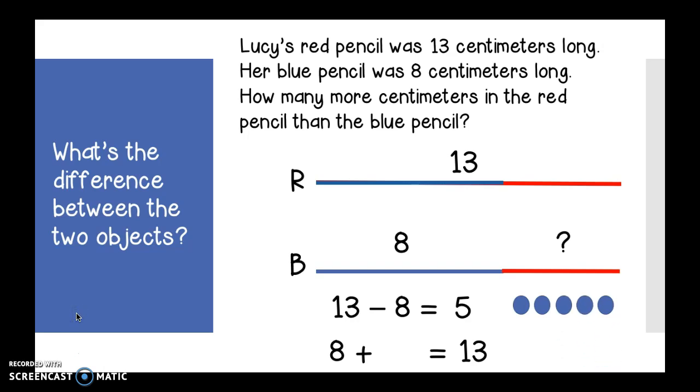Now I just have to count my circles. 1, 2, 3, 4, 5. That's right. So that means 8 plus 5 equals 13. Either way, I could have done a subtraction number sentence or an addition one. I already know that the red pencil is 5 more centimeters than the blue pencil. Is that what you got? Ooh, well done, friend. Go ahead and give yourself a pat on the back.